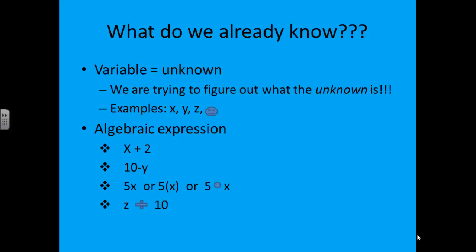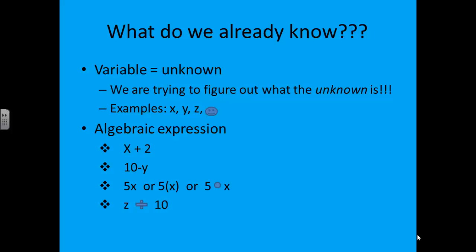We know that a variable is an unknown. So far we have not tried to figure out what that variable or what that unknown is. Now we are going to start figuring out how to solve for the unknown or the variable. Examples include x, y, z, n, m, smiley face, heart. Whatever symbol you want to use can be placed in an equation as a variable.